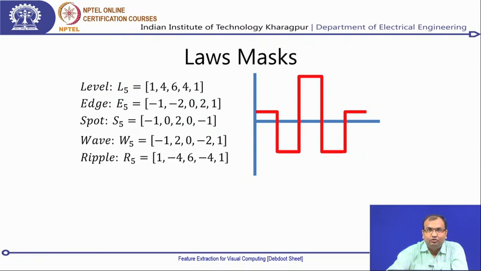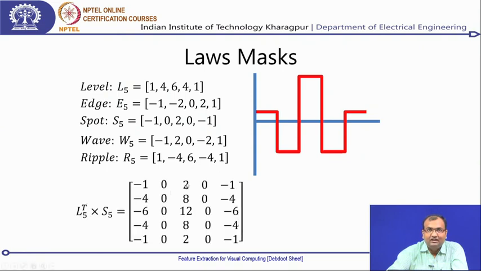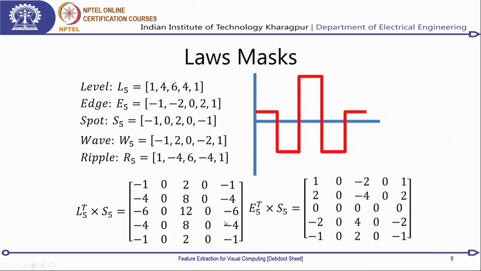Now, what we typically do is take a cross product between the transpose of one of these and the other one in order to get different sorts of 2D wavelets. So, this is a cross product between level and spot, and this is the 2D wavelet which we get coming together over here. Similarly, I can take a cross product between the edge and the spot, and this would give me a different kind of wavelets.